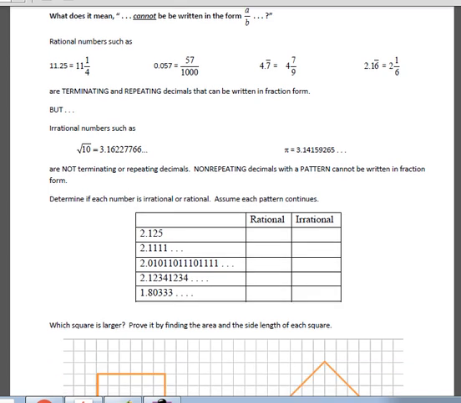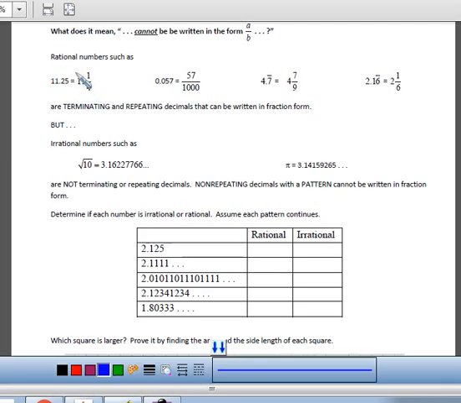What does it mean cannot be written in the form A over B? Rational numbers such as 11 and 25/100ths, or 11.25, can be written as a mixed number, 11 and 1/4, or 11 times 4 is 44, plus 1, 45 over 4. Notice I have an integer on top and an integer on bottom. That's what it means. Can you write it as a fraction? All of these can be. Even a repeating decimal that goes on forever can be written in this form. These are terminating, meaning they end, and repeating decimals that can be written in fraction form.